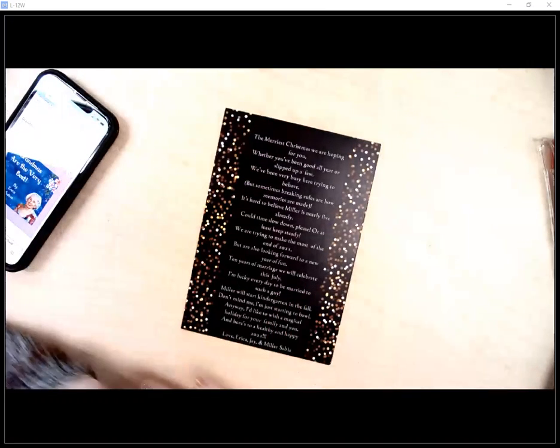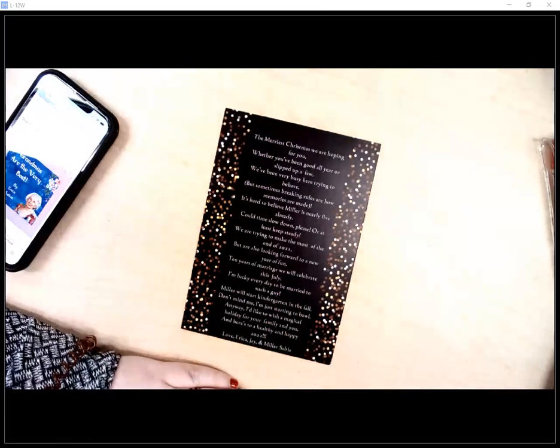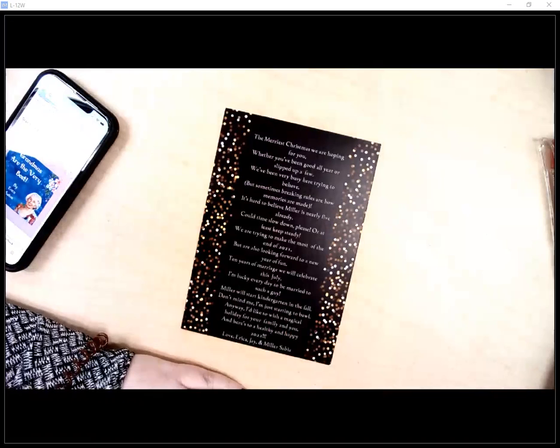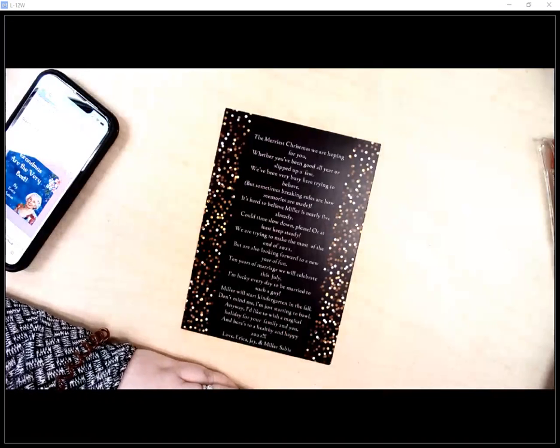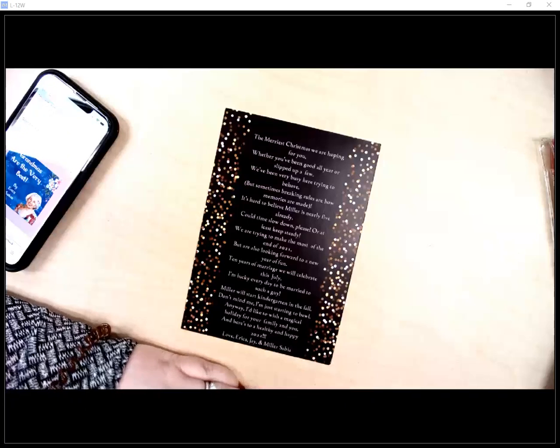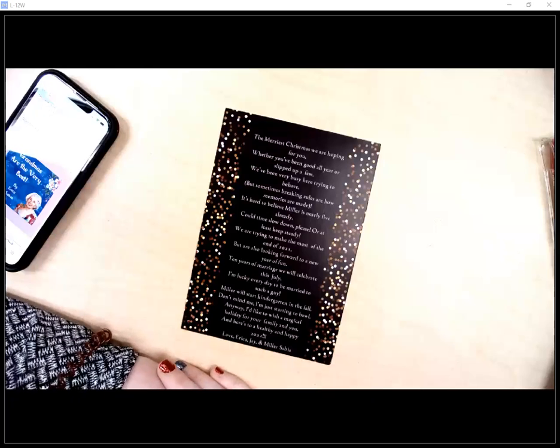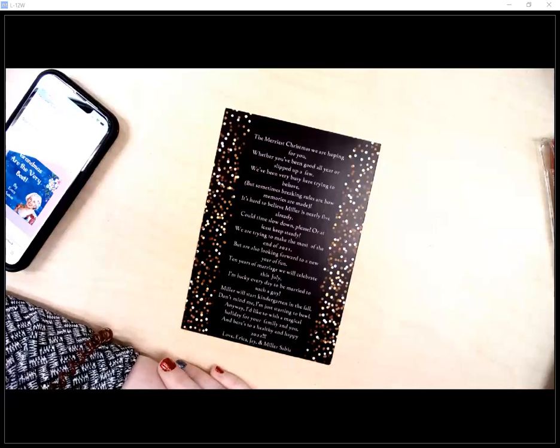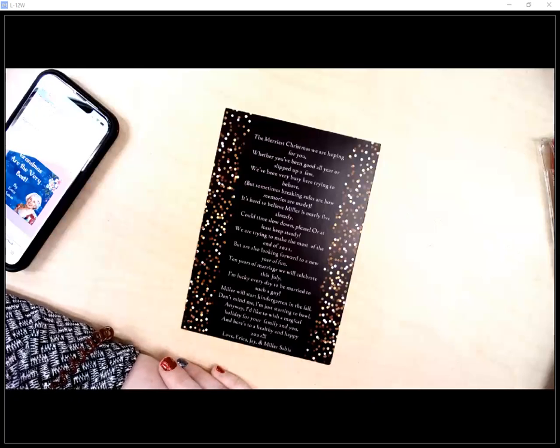The merriest Christmas we are hoping for you, whether you've been good all year or slipped up with you. We've been very busy here trying to behave, but sometimes breaking rules are how memories are made. It's hard to believe Miller is nearly 5 already. Miller's my son. Could time slow down, please, or at least keep steady? We are trying to make the most of the end of 2021, but are also looking forward to a new year of fun. 10 years of marriage, we will celebrate this July.